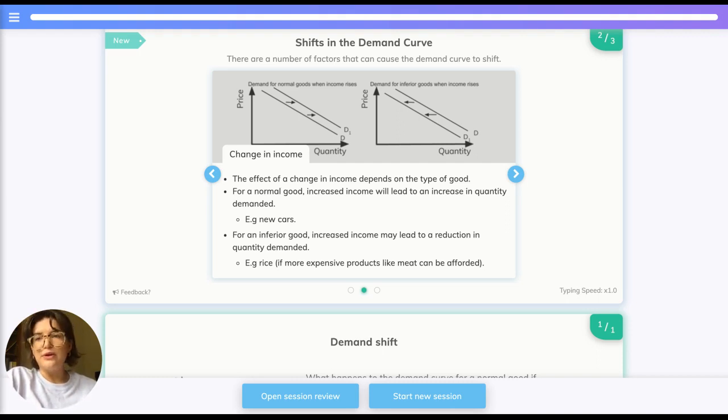However, there are also inferior goods, which means that increased levels of income would lead to a reduction in quantity demanded. For example, you may consume less of a product such as rice if your income raised because you could think that you could buy something like quinoa.